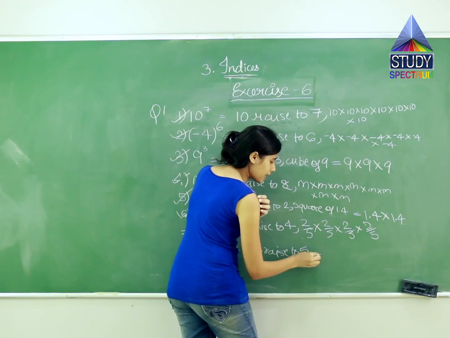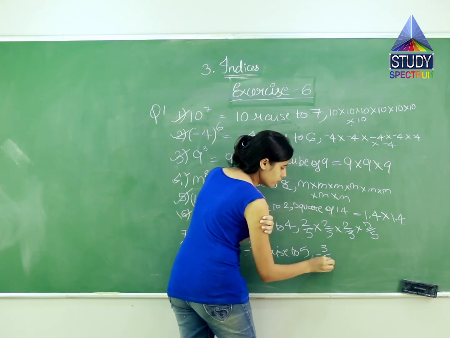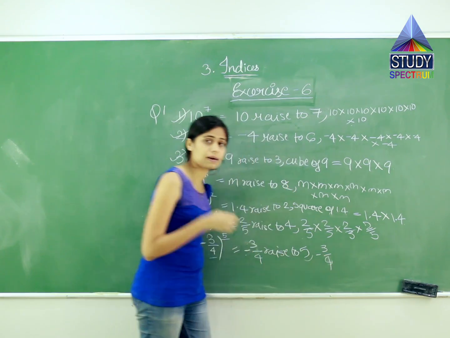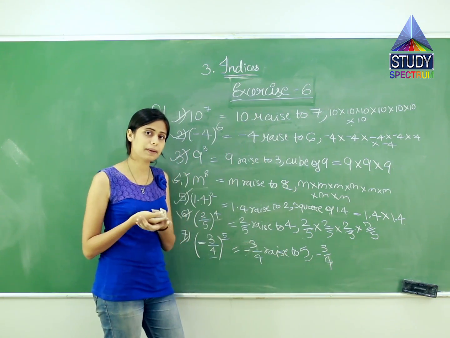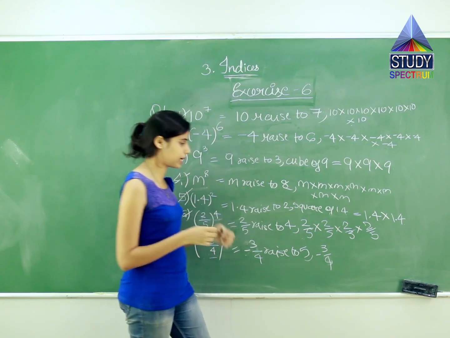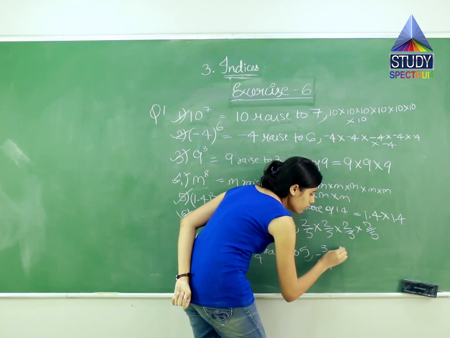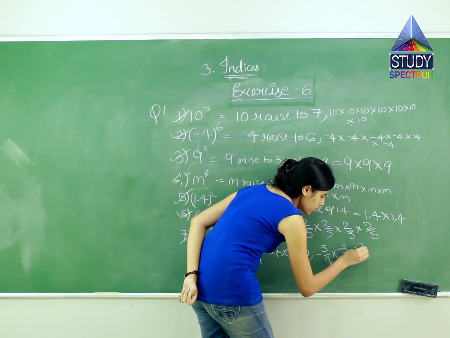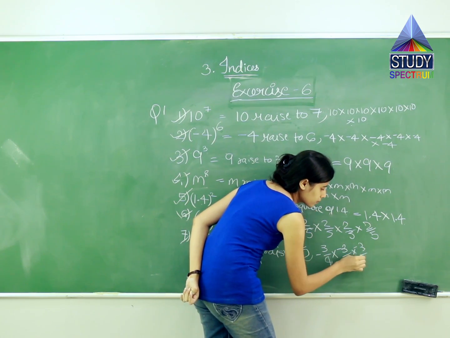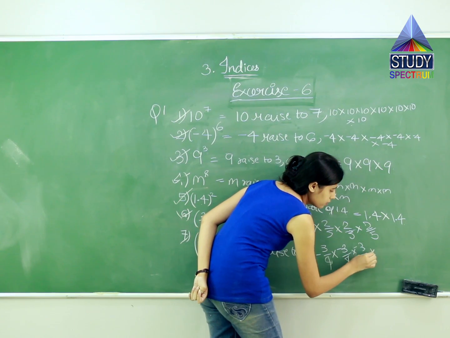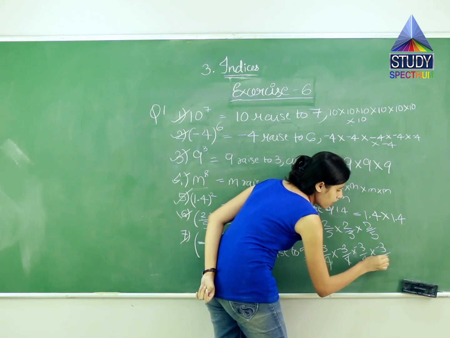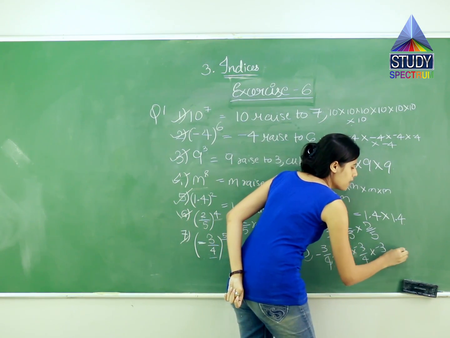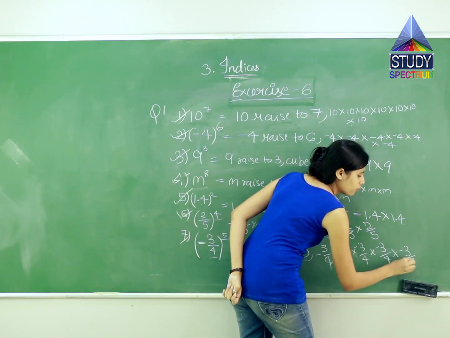So what I will write is negative 3 by 4, which is the base. And how many times is it to be repeated? It is to be repeated 5 times. So minus 3 by 4 multiplied by minus 3 by 4. One time done, 2 times done, 3, 4. How many times does it have to be repeated? 5 times. So last time we will write minus 3 by 4.